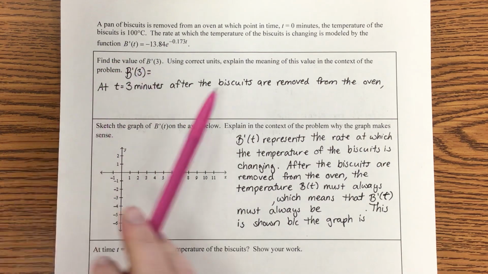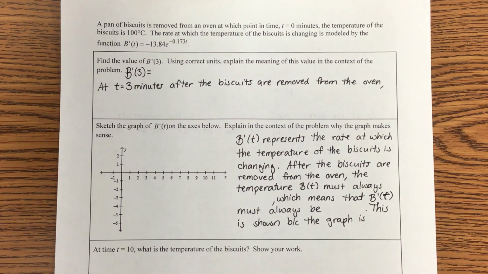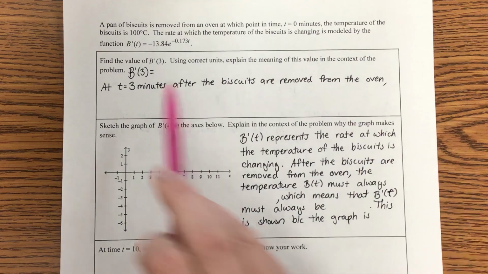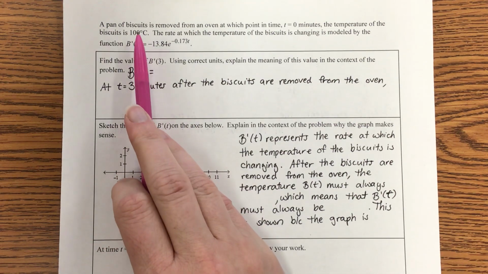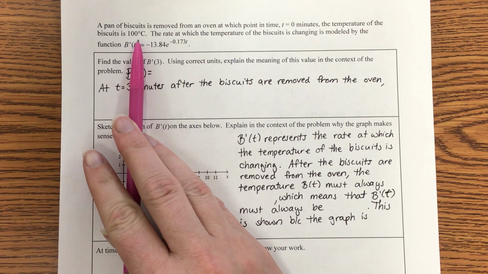When the pan of biscuits is removed from the oven, the time is 0 minutes. So that's like when the timer starts. And then we look at the temperature of the biscuits. As soon as you take the biscuits out of the oven at time t equals 0, the temperature of the biscuits is 100 degrees Celsius.